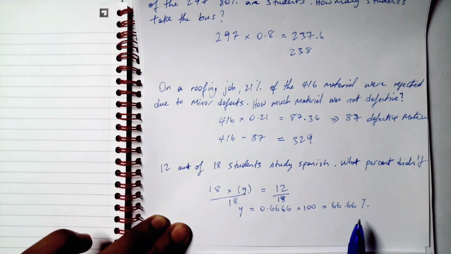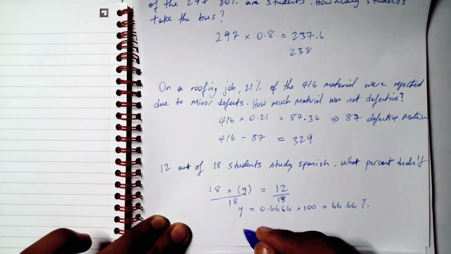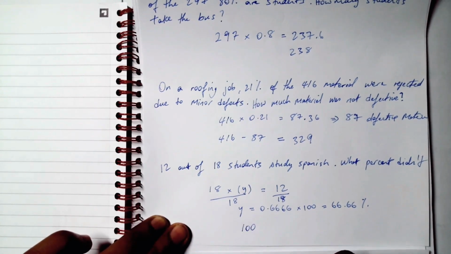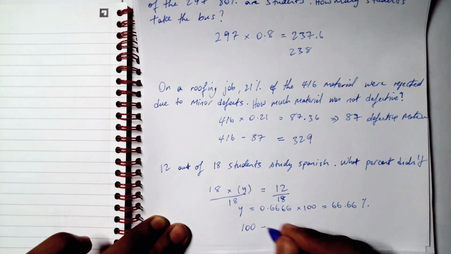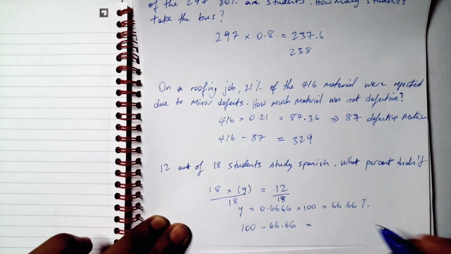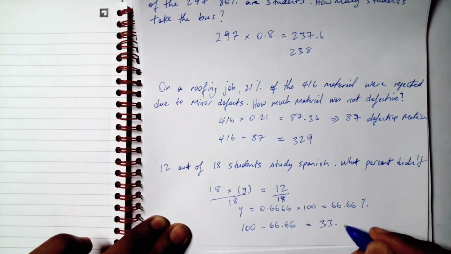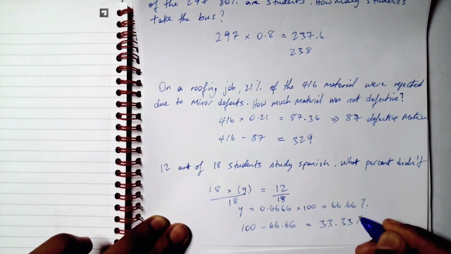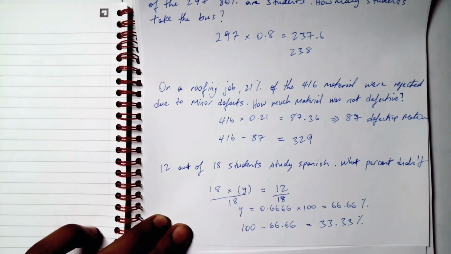To find the percentage that didn't take Spanish, we subtract it from 100, because 100% of the students are in the class. 66% take Spanish. Therefore, the difference between 100 and 66 is the percentage of students who don't take Spanish, which is 33 and a third percent. Yeah, 33 and a third percent.